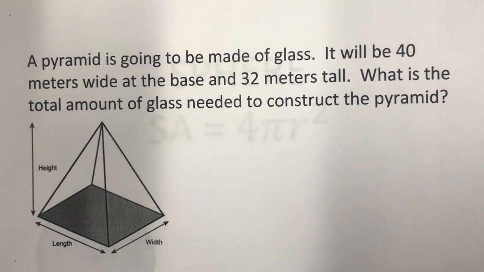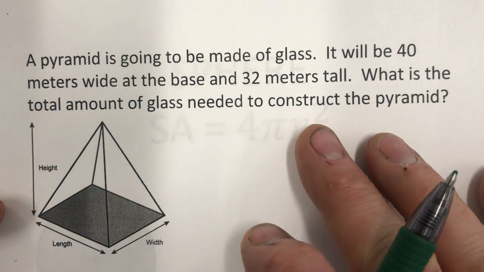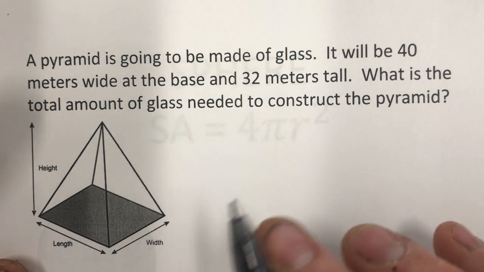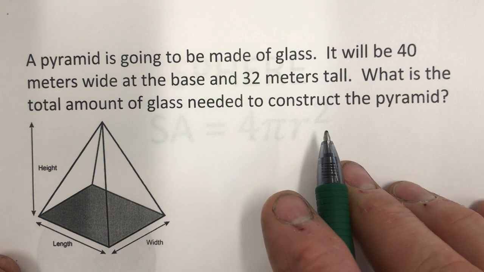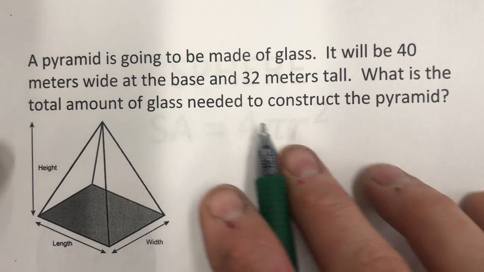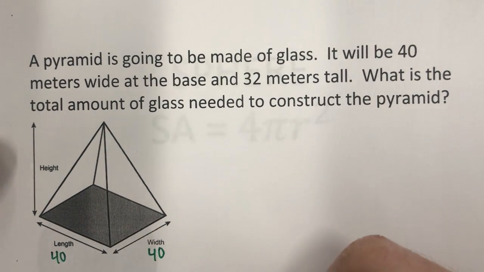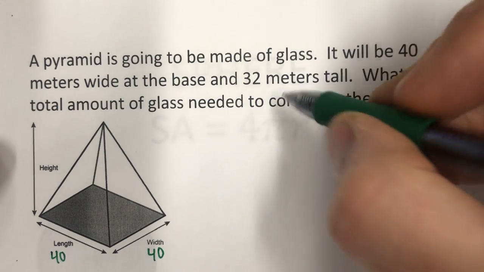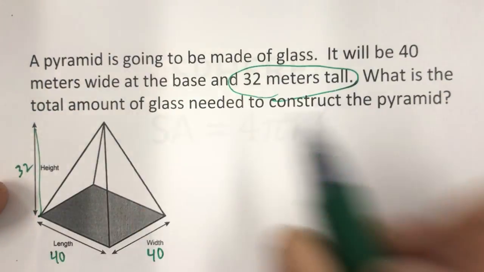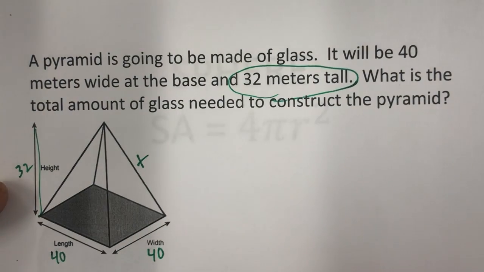Okay. Here's one. A pyramid is going to be made of glass. It will be 40 meters wide at the base and 32 meters tall. What is the total amount of glass needed to construct the pyramid? Okay, so it's going to be 40 meters wide at the base. So that means this is 40, and that's 40. Okay, and it's going to be 32 meters tall. Now that means 32, that's my height. That's not my slant height. See, I need this right here, the slant height.